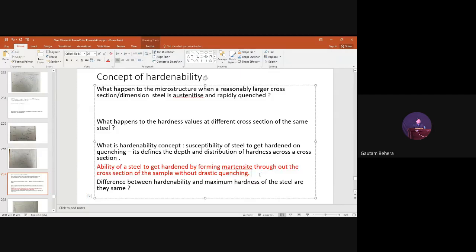Okay, can you people tell me one thing? Already, I think we have discussed that in the earlier part also. Suppose you have two pieces of steel. One is carbon steel, and the other is high alloy steel, right? So in which case the martensite formation will be easier?